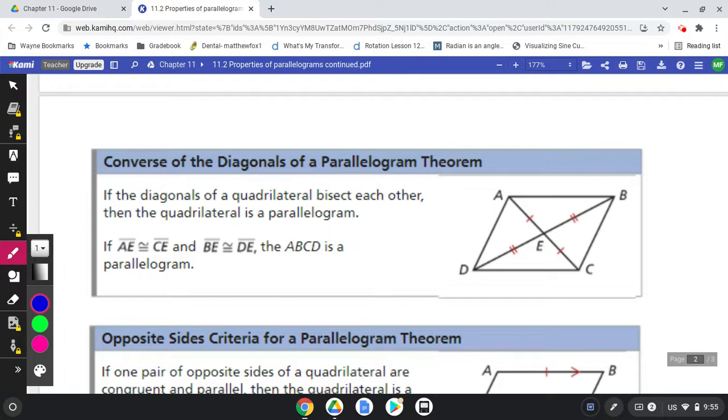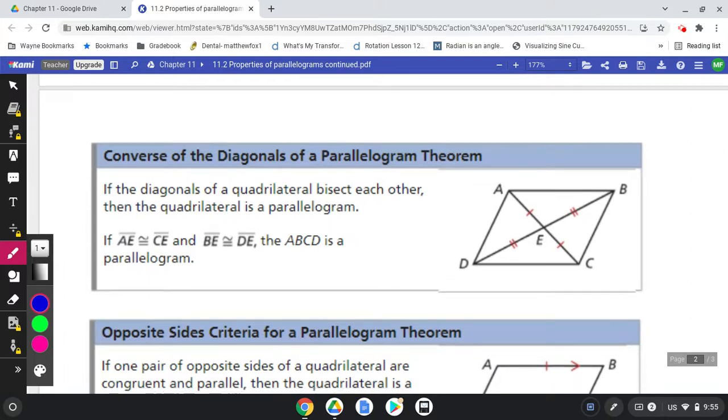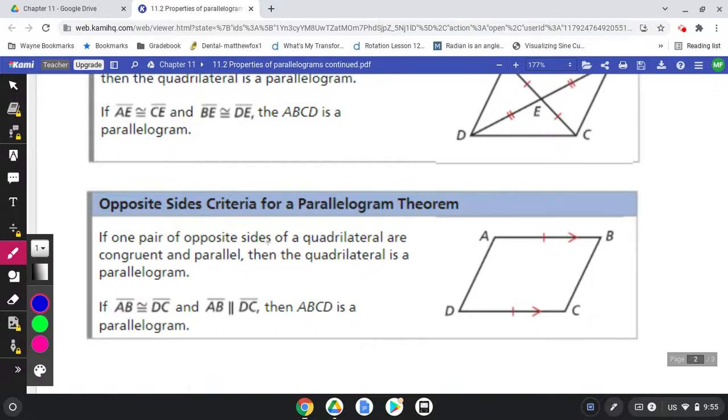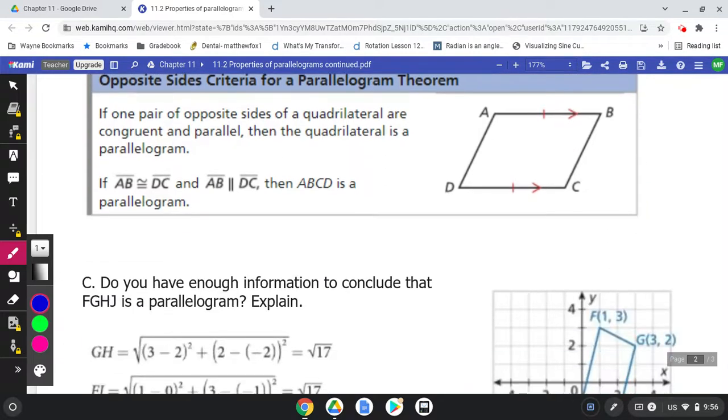And our final one might not be as intuitive as the first 3, not quite as directly related to what we learned last week. This one's not a converse. We can call it the opposite sides criteria. This states that if on a quadrilateral, one pair of opposite sides are congruent and parallel, so not only are they parallel, they are also congruent, then that automatically tells us it's a parallelogram. That is the only way it is possible for them to be both parallel and congruent, is if the other two are also parallel and congruent.